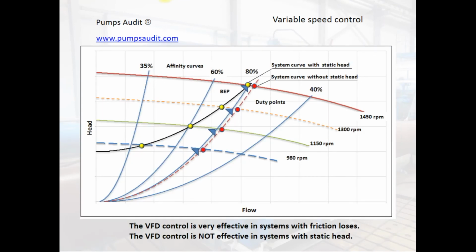The difference in the application of variable speed control in systems with different shares of a static head is shown on this slide. You can see that efficiency stays the same in the system with friction losses and rapidly reduces in the system with the static head. This is the trick which speed control can play with pump users. Sometimes pump users ask: I have applied the speed control but I didn't receive energy saving.